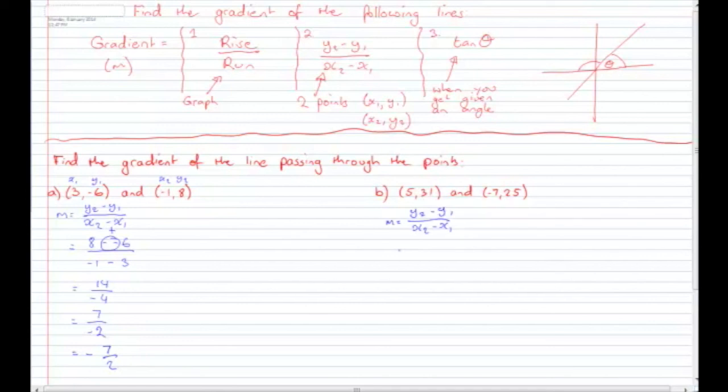Okay, so once again, I've written out the formula first of all, labelled each point x1, y1 and x2, y2, substituted in the values, y2 being 25 minus y1, 31, over x2, -7 minus 5. 25 minus 31 is -6, -7 minus 5 is -12, common factor of 6 for both of them, so 6 divided by 6 is 1, 12 divided by 6 is 2, and of course the negatives cancel out to get us positive 1/2.